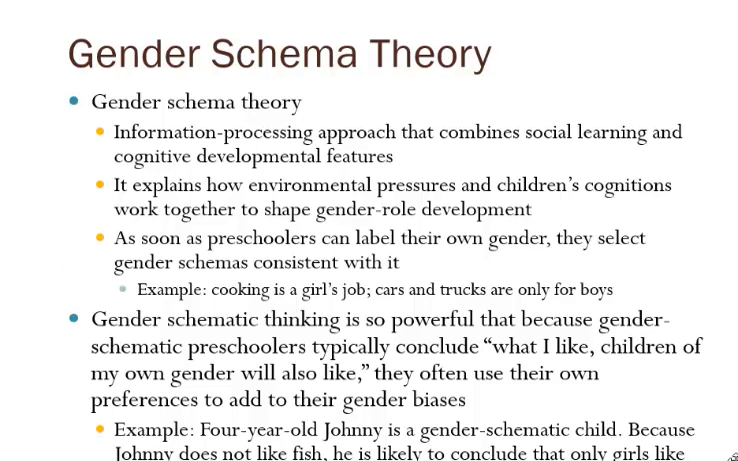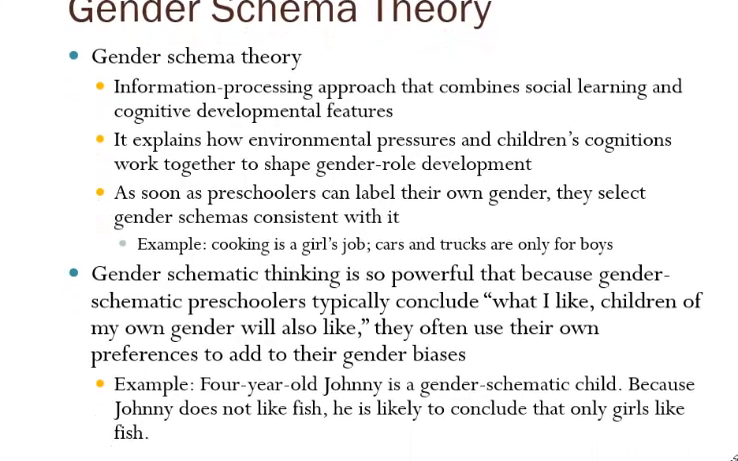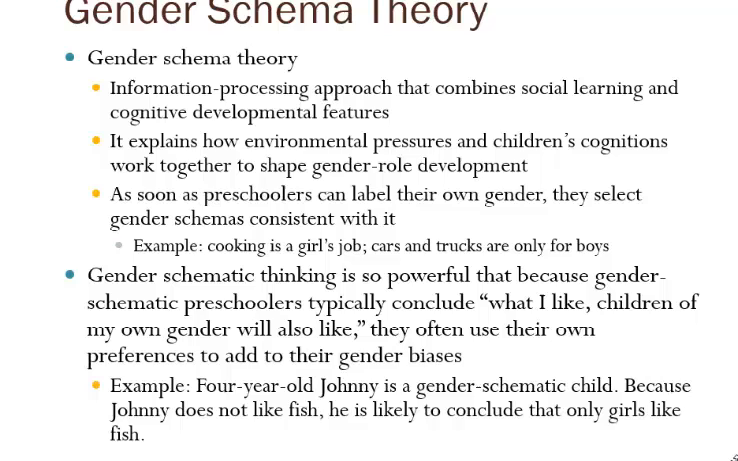The next thing I want to quickly go through is the gender schema theory, and that is the information processing approach in which children identify with their gender and the members of their own gender. This explains how environmental pressures work together with innate things, with nature, to develop a person's gender identity.